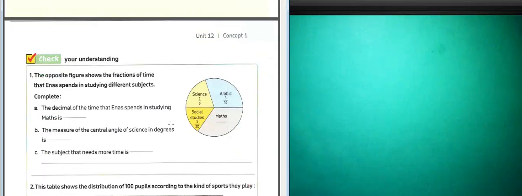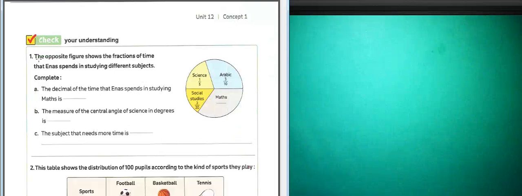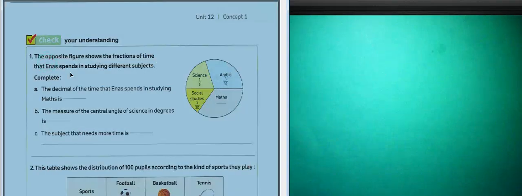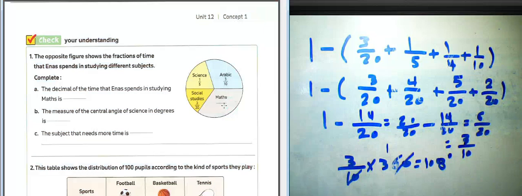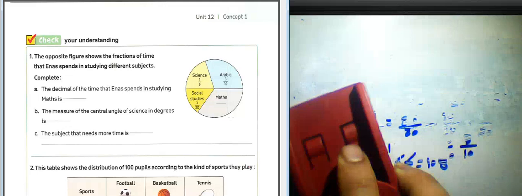Check your understanding. The opposite figure shows the fraction of time that Ines spent studying different subjects. Complete the decimal of that time that Ines spent studying math equals space. About math, we can find the difference: we add all the fractions and subtract the result from 1.